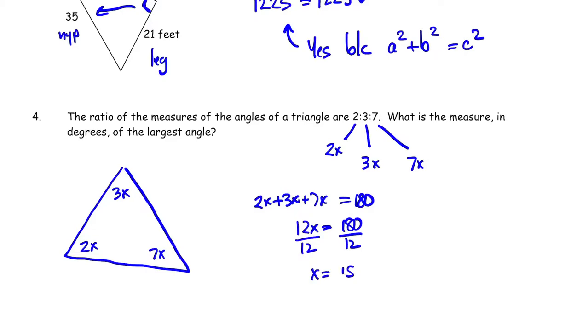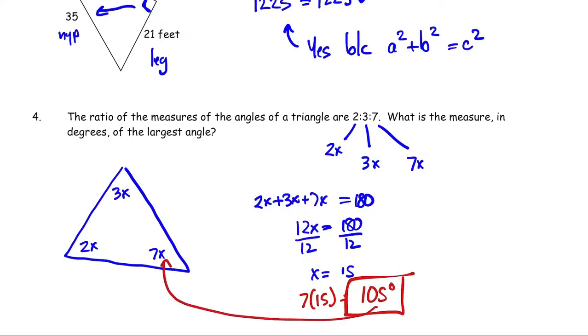Again, doing that in the calculator. But again, don't circle that. What does the question want you to find? What is the measure in degrees of the largest angle? Well, in this triangle, the largest angle is going to be the 7x. So for my answer, I'm going to do 7 times 15, which ends up being 105 degrees. All right, if you wanted to put it in the figure, you could put it in the figure over there.